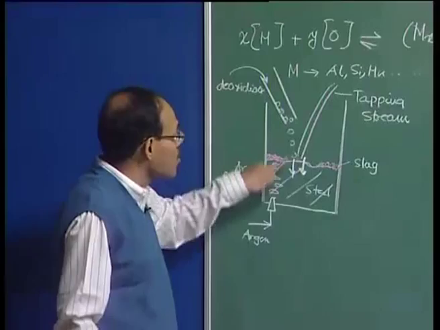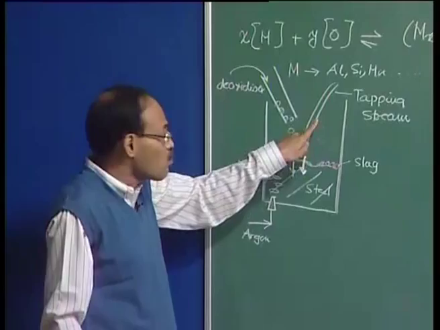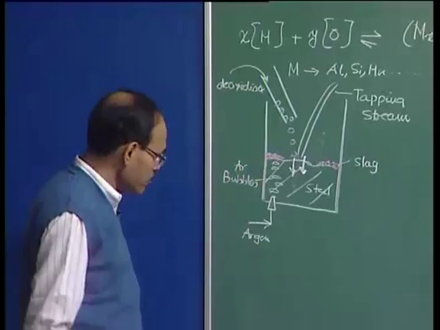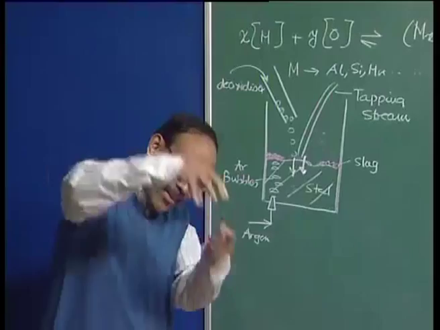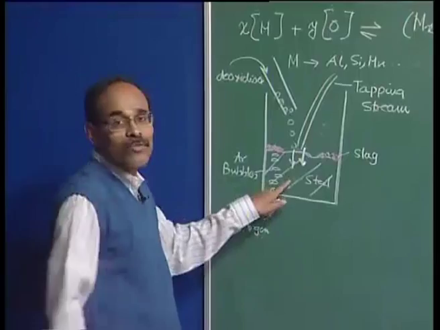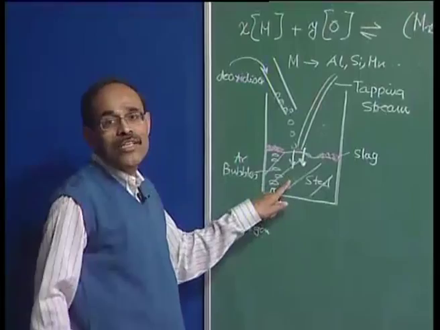Okay? I do not want my aluminum to be reacting with the oxygen which is present in the atmosphere. I want my aluminum to react with oxygen which is present in the steel bath itself. So, my objective is that you add the deoxidizers in such a way that the deoxidizer has some potential to go below the surface of the steel, where it can melt, it can dissolve, and then it can react with oxygen which is present in the metal itself.